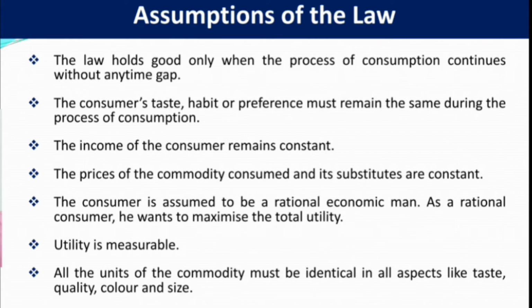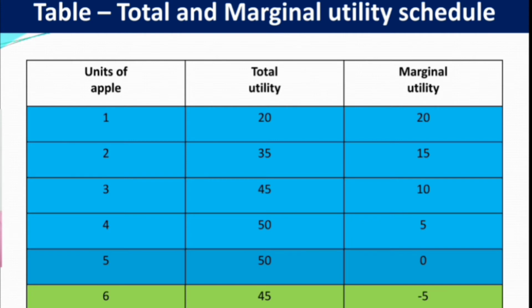The utility is measurable. So all the units of the commodity must be identical in all aspects like taste, quality, color, and size. The units of consumption must be standard units, for example a cup of tea, a bottle of cool drink, or a number of apples. This theory can be explained using this table. Here I have taken the apple as an example.